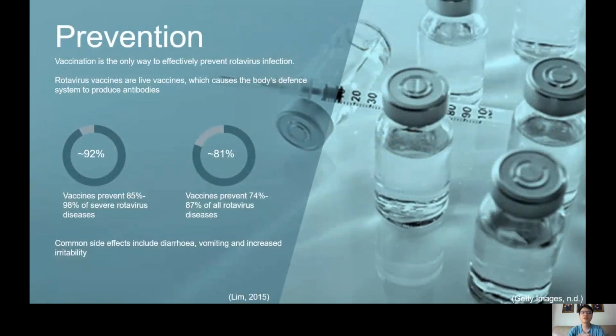The only way to prevent rotavirus infections is through vaccination, and rotavirus vaccines are live vaccines which cause the body's defense system to produce antibodies. Vaccines have been proven to be very useful as they prevent 74% to 87% of all rotavirus diseases. Common side effects include diarrhea, vomiting, and increased irritability.